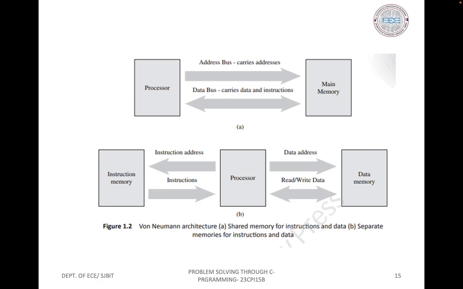Whereas in figure B, we have instruction memory, processor, and then data memory. So from processor, instruction address goes to instruction memory, data address goes to data memory. So the data is received from instruction memory to the processor and data memory also. Like the data can be read or written to the processor and the data memory.